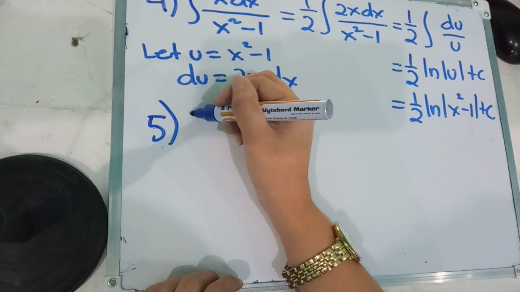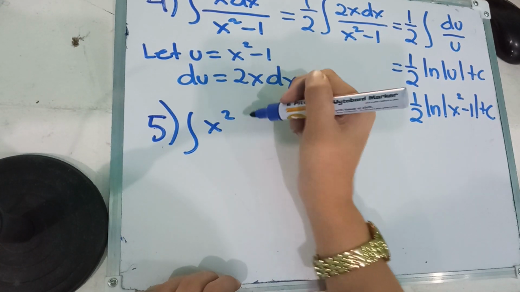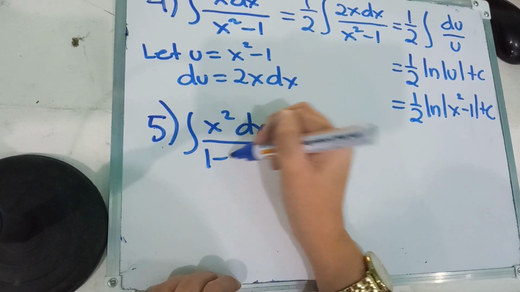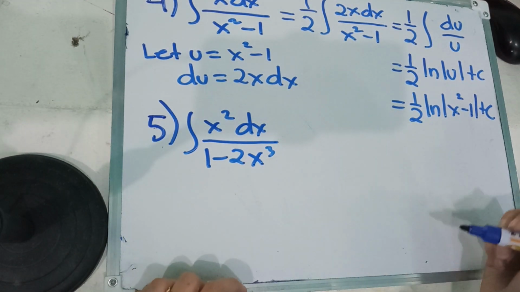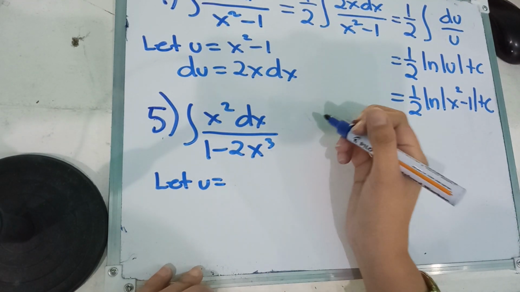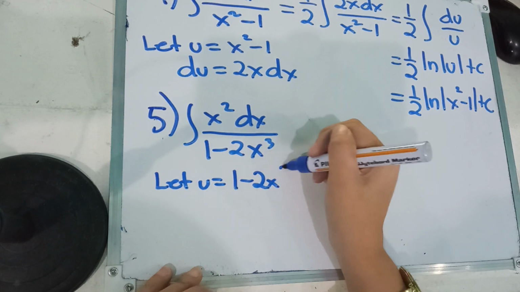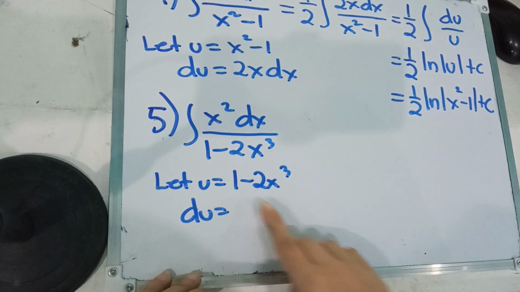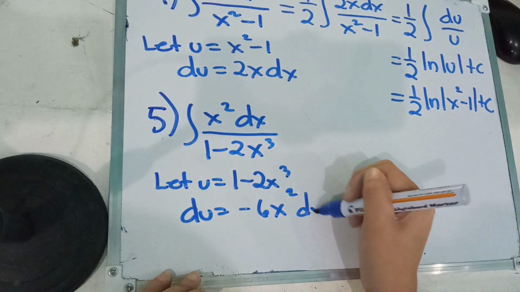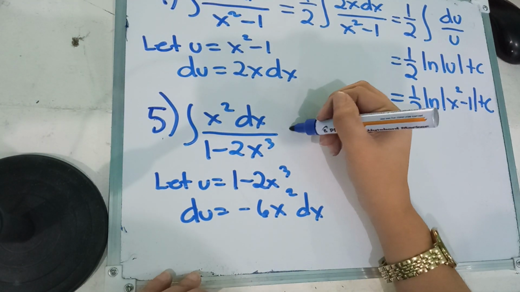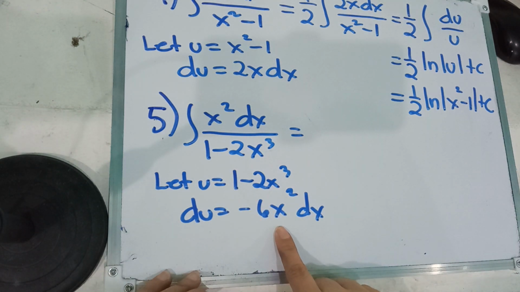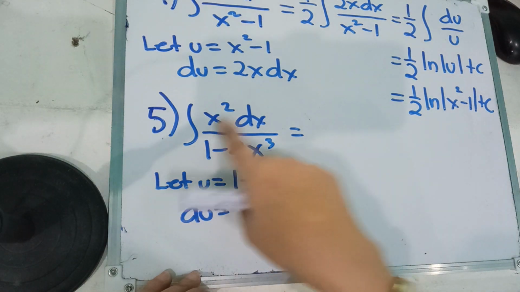Number 5, for example, we have the integral of x squared dx over 1 minus 2x cubed. So again, using U substitution, let u be equal to 1 minus 2x cubed. Now, du, that is negative 6x squared dx. Going back to our function, our u is 1 minus 2x cubed, but our du is negative 6x squared dx. So we need to transform that one.